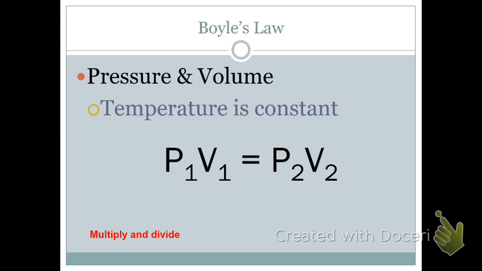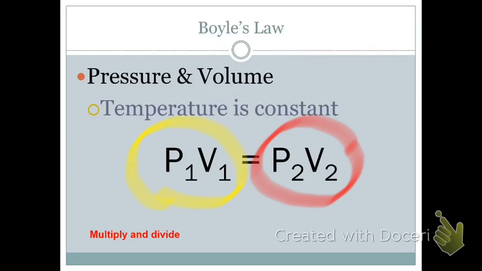So here you're looking at two conditions. In condition 1, whatever that condition is, you have the gas under a particular pressure and a particular volume. And then you may make a change to the pressure or that volume. When you make a change to that pressure or that volume, you now have a condition 2.